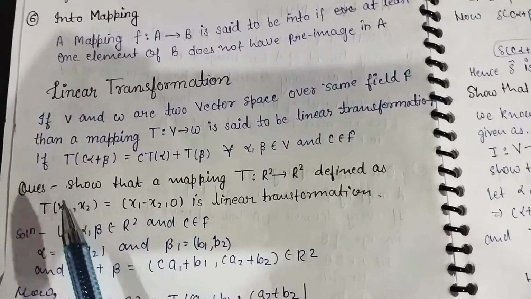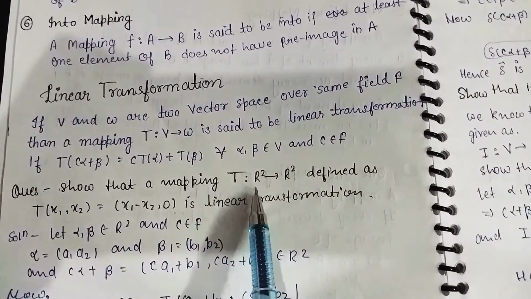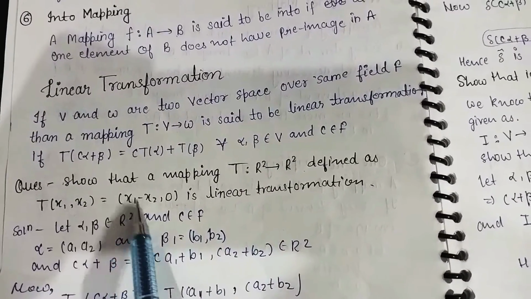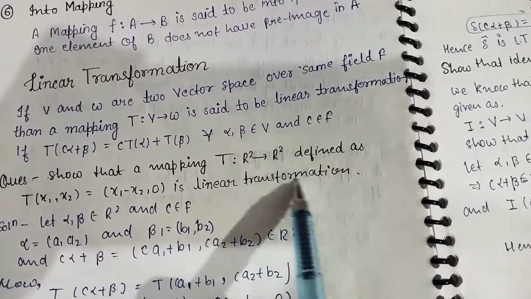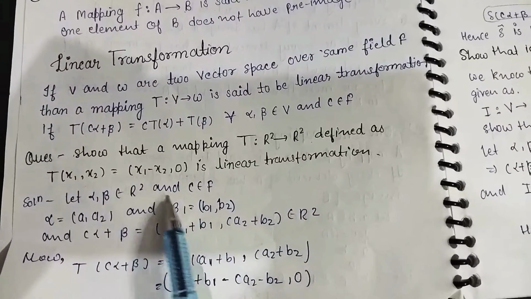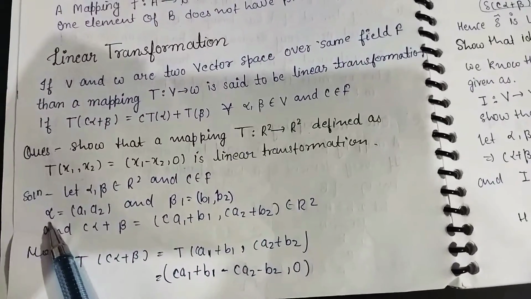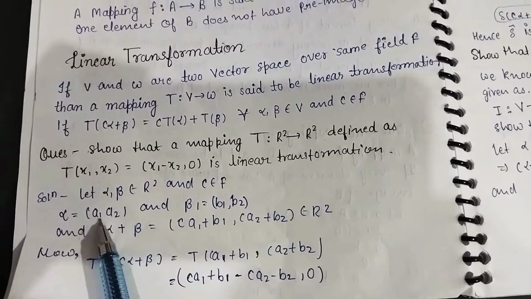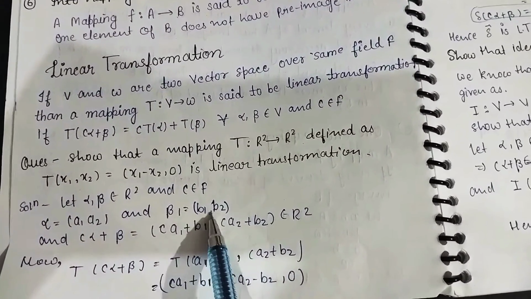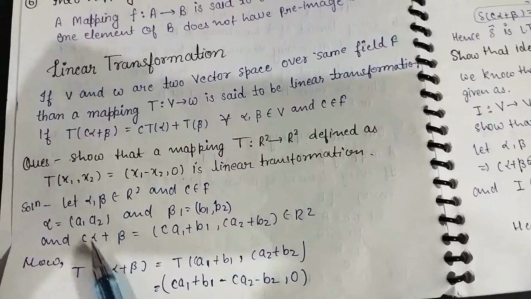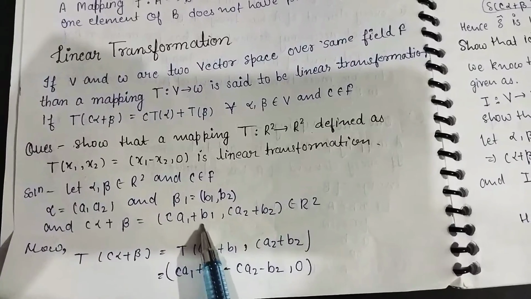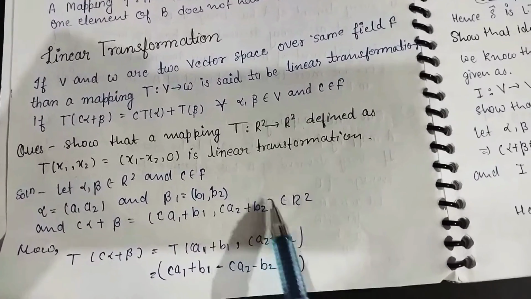Now we take the first example: the mapping T: R² → R defined as T(x1, x2) = (x1 − x2, 0) is a linear transformation. Let α and β belong to R² and c belong to the field. For α we can take components a1 and a2, and β has components b1 and b2. And cα + β we can write in this way: (ca1 + b1, ca2 + b2), which also belongs to R².